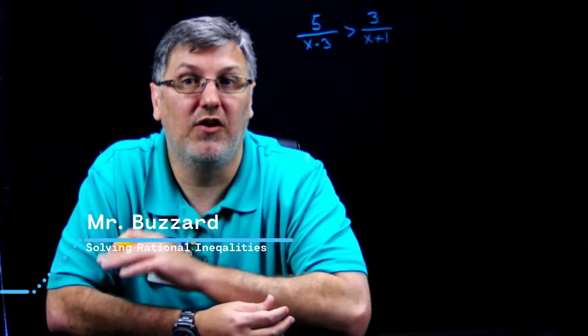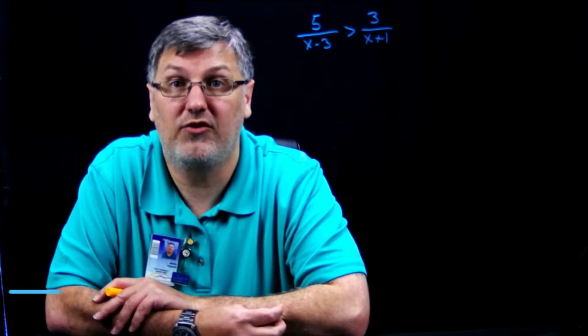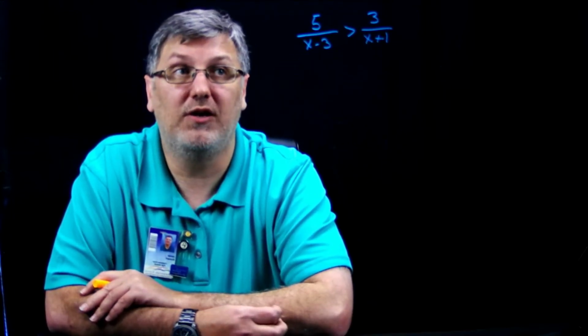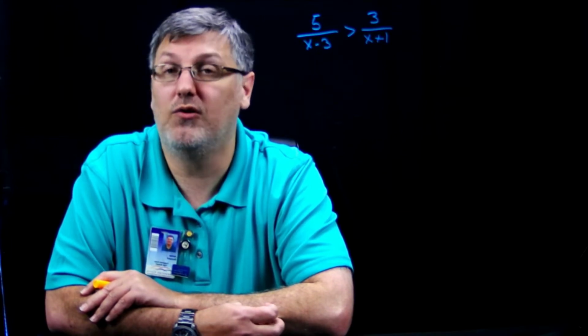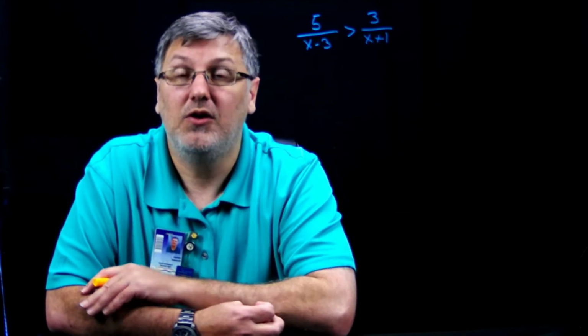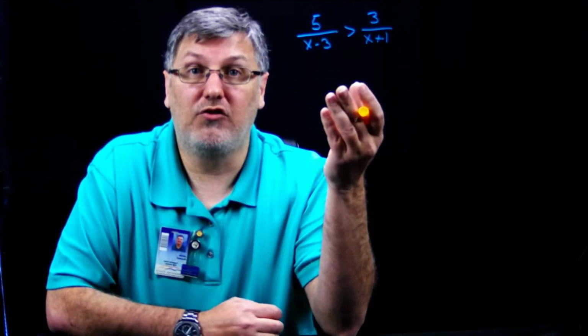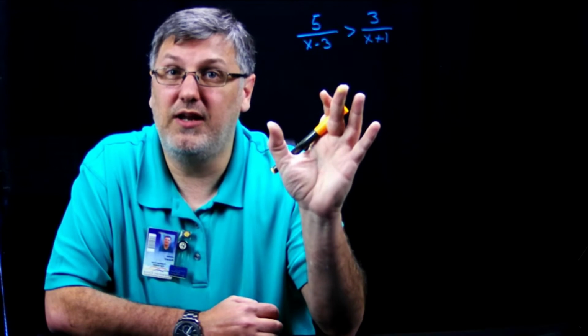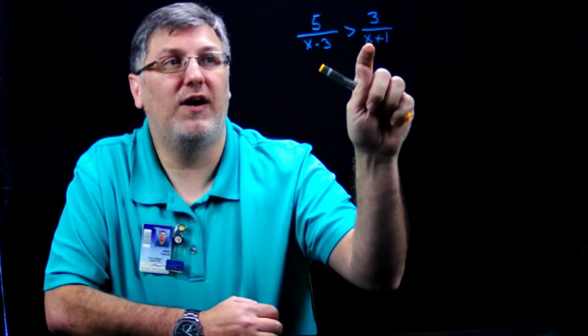Okay, let's look at another example of how to solve a rational inequality. In this scenario, I have 5 over x minus 3 has to be greater than 3 over x plus 1. If this was an equal sign, you learned in Algebra 2 that you could cross multiply. I don't really want to do that here because you don't know what value x is.